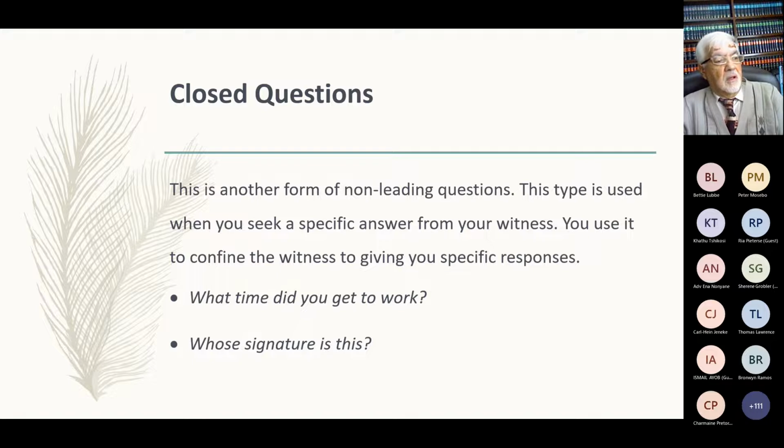Now, closed questions are also another form of non-leading question. This type is used when you seek a specific answer from a witness. So you want to confine the witness to a specific response. It's not like, describe what you saw, or tell his lordship what happened when the police arrived. Those are open questions. Closed question, you want one answer.